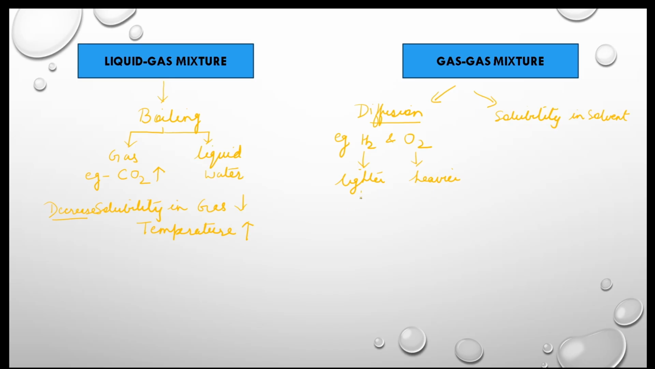What will happen? Hydrogen gas, being lighter, will diffuse more rapidly as compared to oxygen gas, because oxygen gas is heavier, so it will diffuse less rapidly. That is how we'll be able to separate hydrogen and oxygen gas.